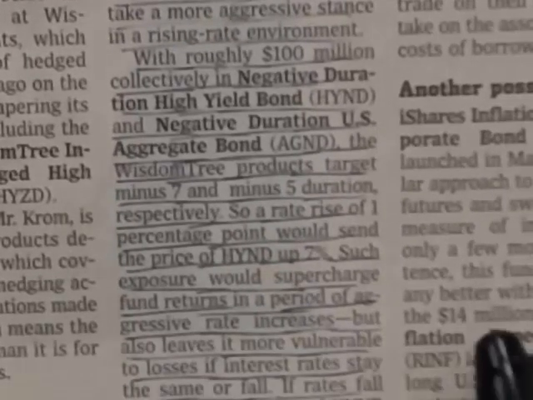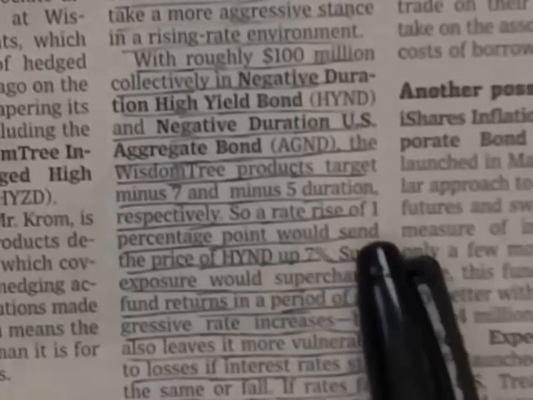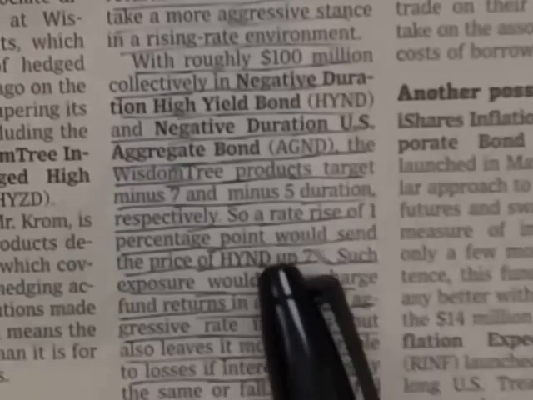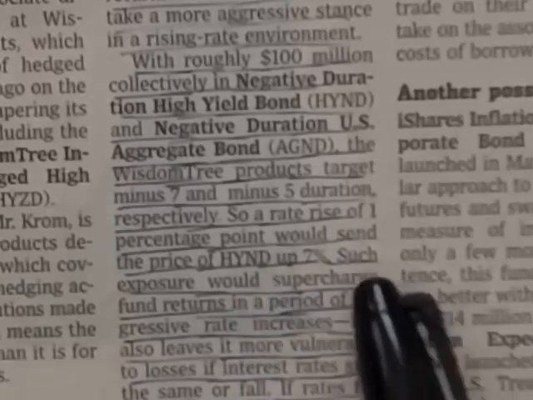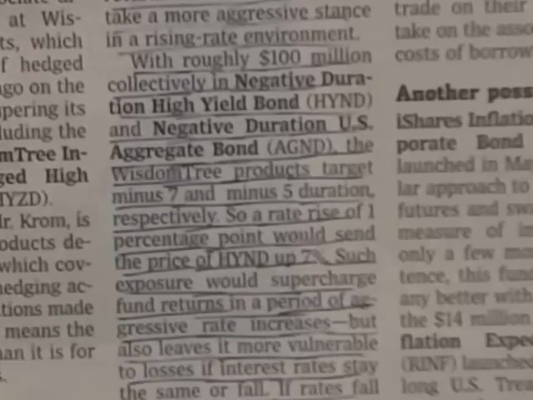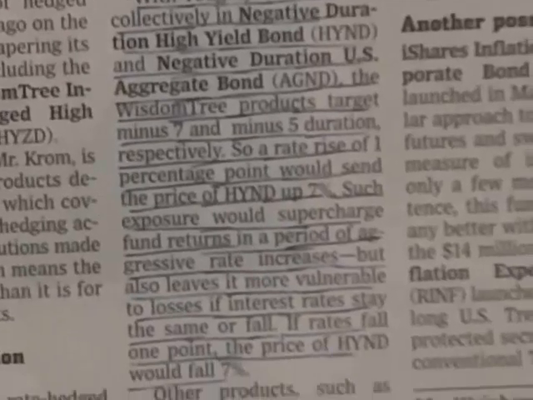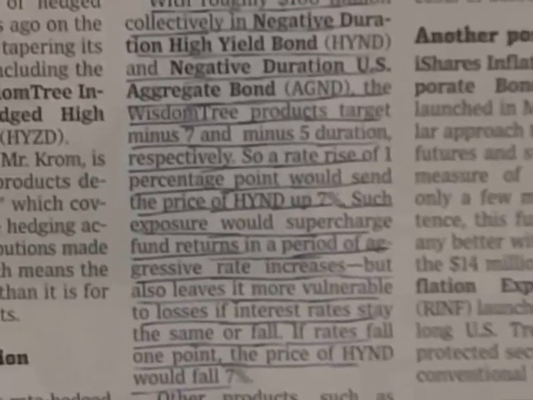Okay, so if we continue here, it says, so a rate rise of 1 percentage point would send the price up 7%. Such exposure would supercharge fund returns in a period of aggressive rate increases, but also leaves it more vulnerable to losses if interest rates stay the same or fall. Okay, so what it's telling you is, look, these things are souped up, geared up for interest rates that are rising, because many people think the Fed is going to start increasing interest rates aggressively. That's why the market's so volatile.